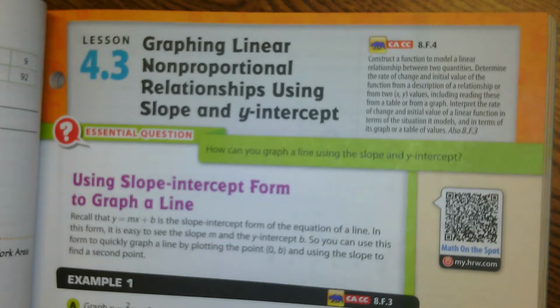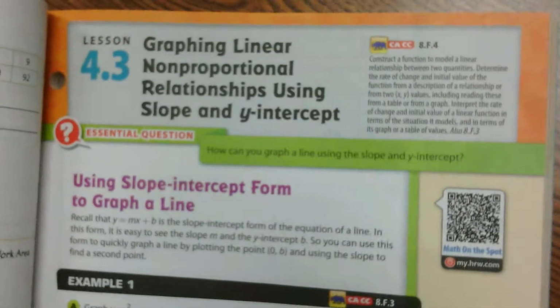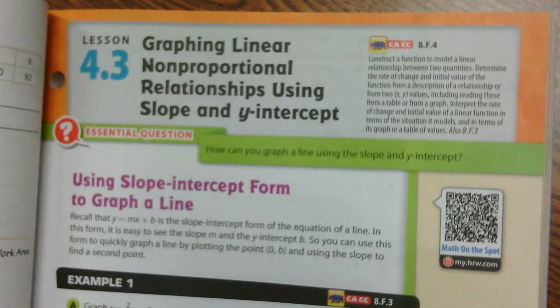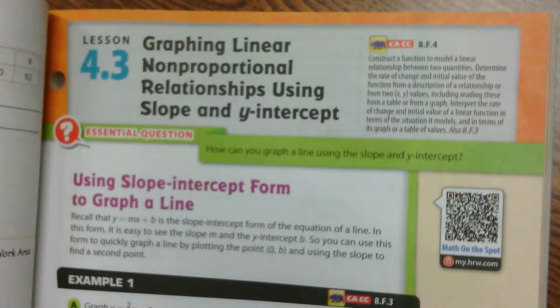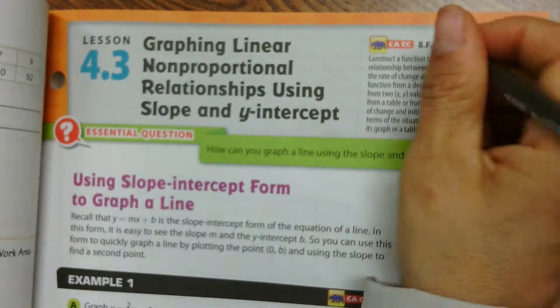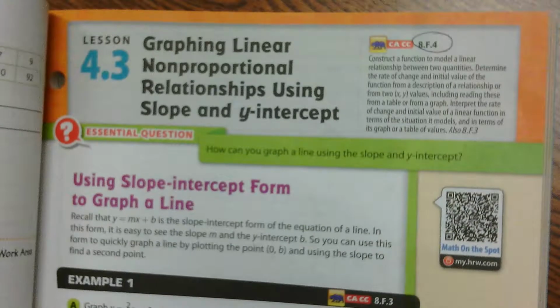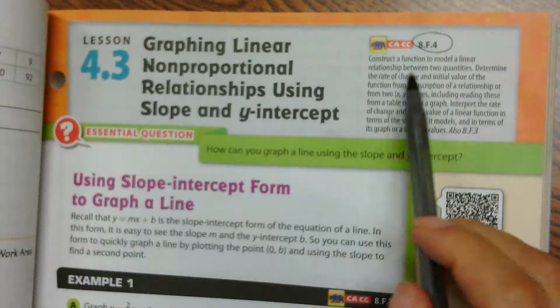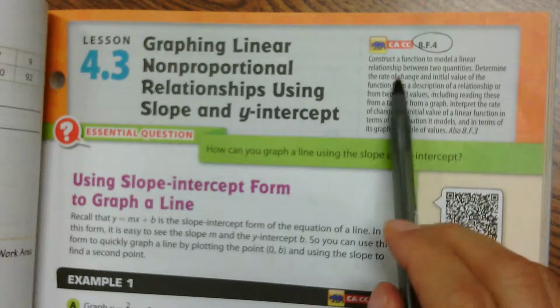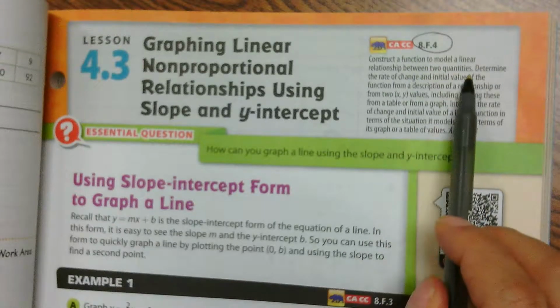So the lesson is, let me see if I can make it better. Okay. The lesson 4.3, graphing linear non-proportional relationships using slope and y-intercept. And the standard is right here. The California Common Core State Standard is 8th grade functions number 4. And you have to be able to construct a function to model a linear relationship between two quantities.